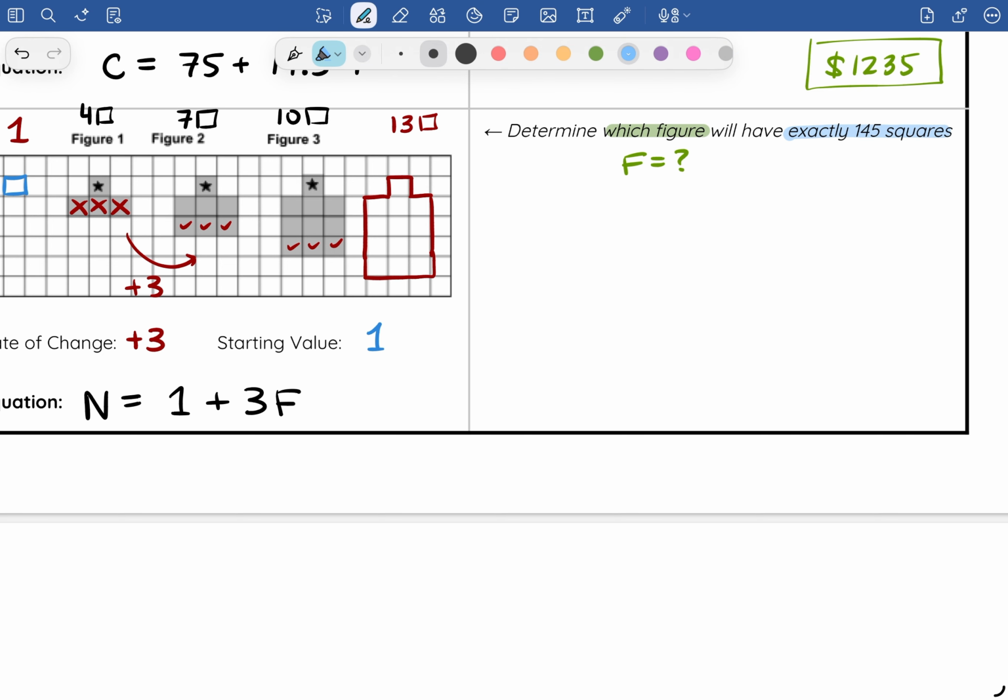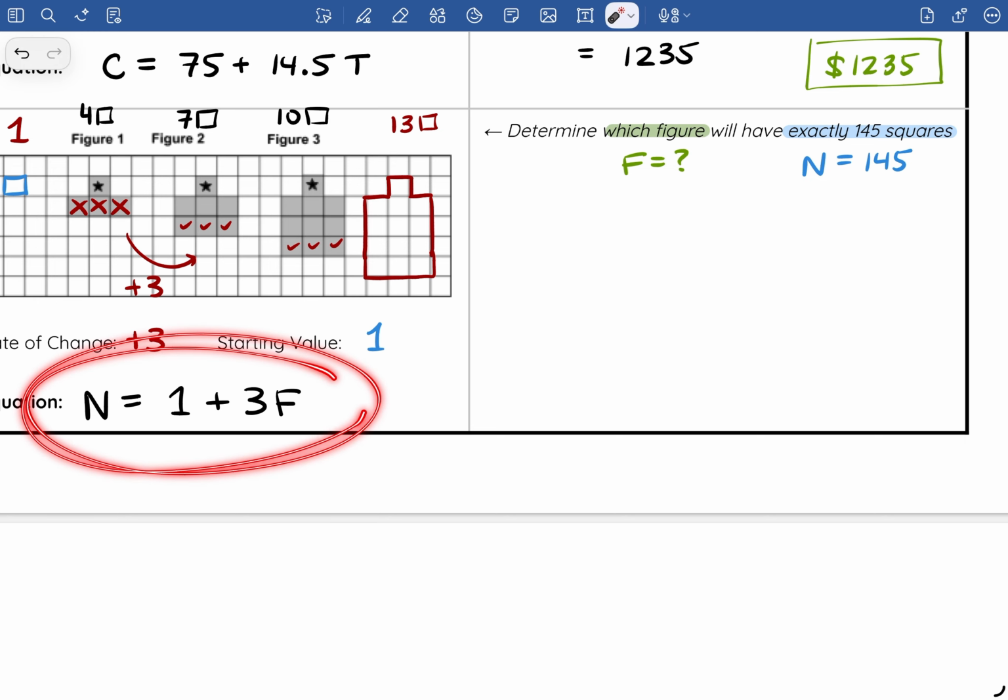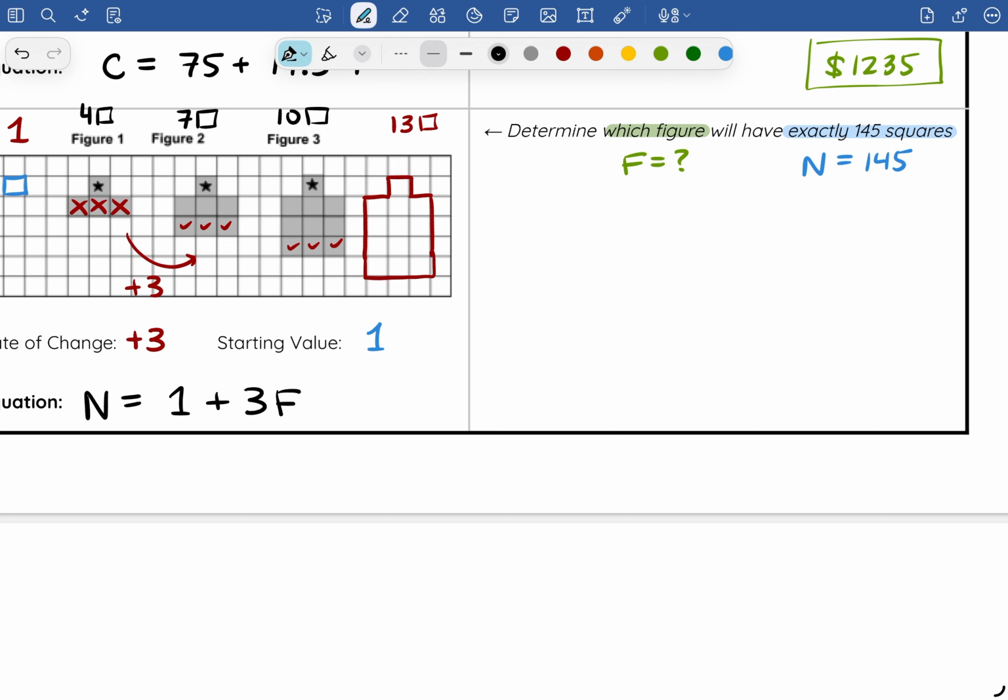And we're saying exactly 145 squares. And so that's the number of squares equaling 145. In this example, this is where the thing that we're solving for is trapped within the equation. So we're going to have to use inverse operations from Unit 5. So we get 145 is equal to 1 plus 3f. And we're going way back to just thinking, okay, we have our 2 sides of the equation. If we are solving for f, that means that we need to get rid of this 1 first to cancel it out. So we get 144 is equal to 3f.